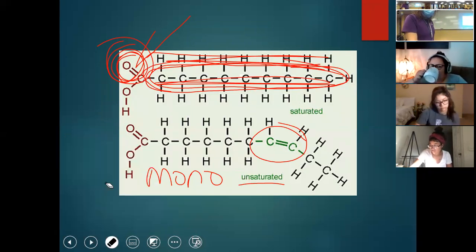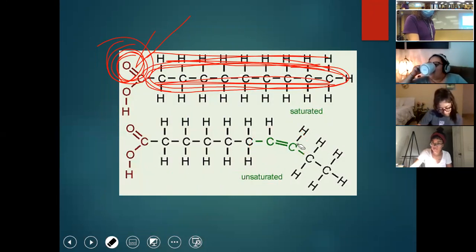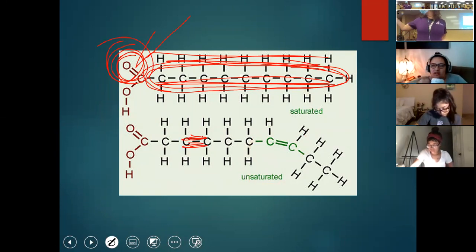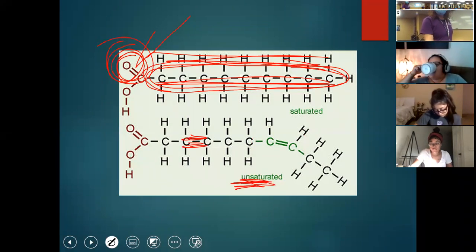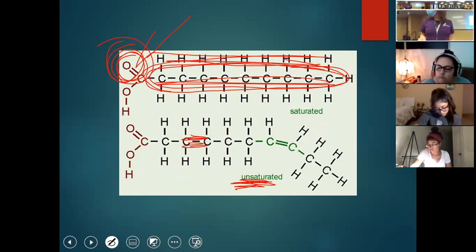Let's say I put another double bond in here. Now what do I have? More than one, which would be the definition of many. Polyunsaturated. The word un means that there are double bonds. Polyunsaturated would be more than one double bond.